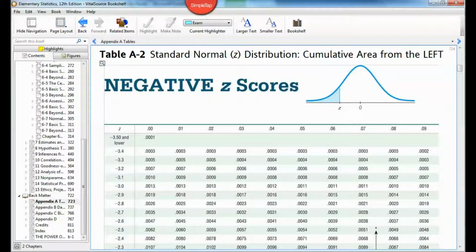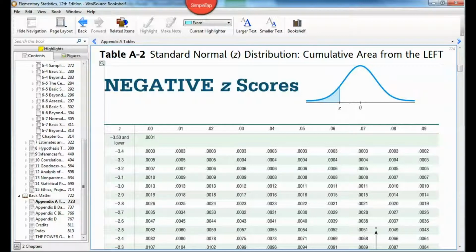It is a standard normal distribution. Notice that it says cumulative area from the left. I've seen some tables for z-scores that don't give cumulative area from the left. They give a left side and they give a right side. For this table, any z-score that we look at under the standard curve, the area, or the probability that we get, will be cumulative from left to right. Again, this table gives area cumulative from left to right.